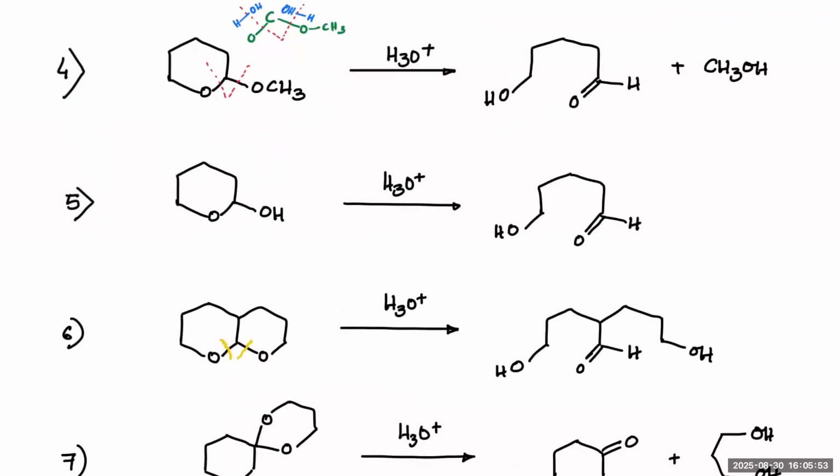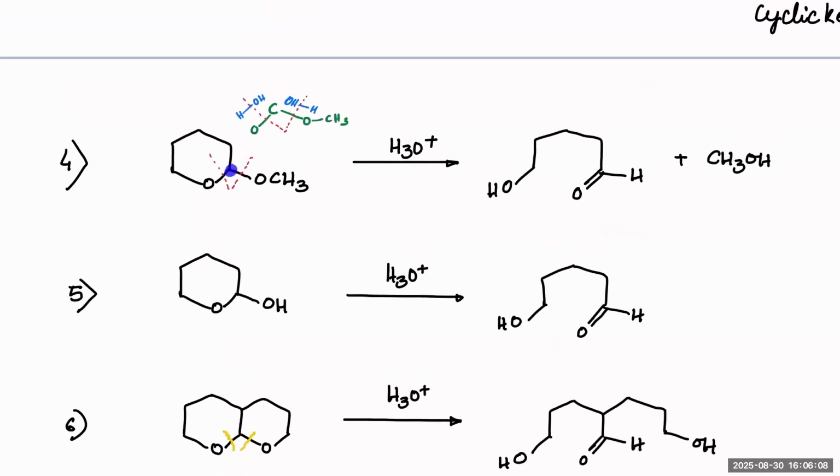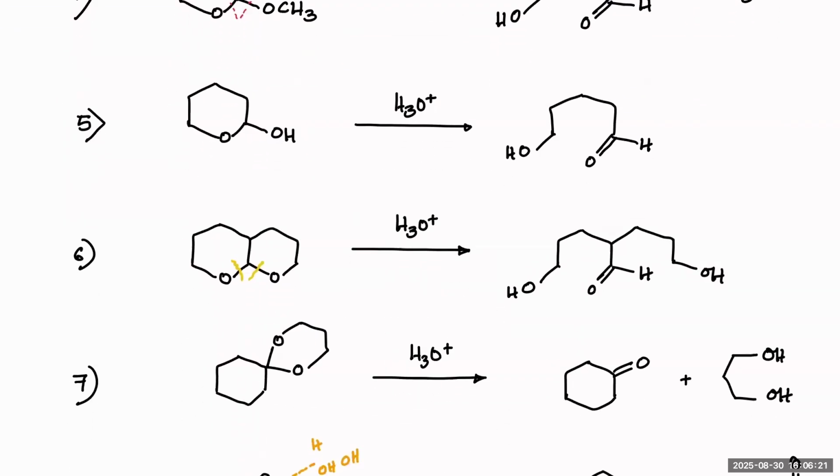Now see this carbon. This carbon has one oxygen on the left, one oxygen on the right. So you can easily break here and here, give H to this oxygen, give H to this oxygen. And at the center, you can get two OH groups. Two OH groups will convert into an aldehyde form. And this part will convert into a methanol form. Okay? Next.